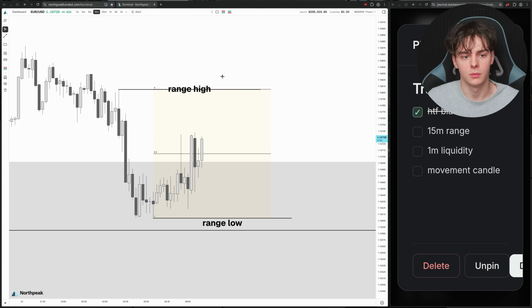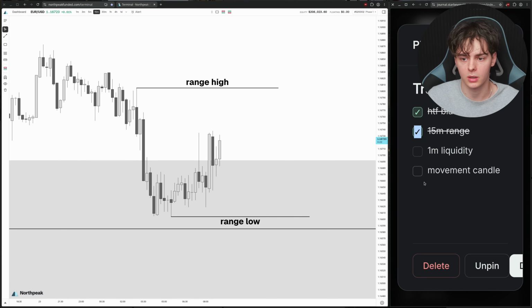So now the 50-minute range high has been identified, and also the 50-minute range low. Now we basically want to trade this to the downside. The 50-minute range has been identified. We're going to be check marking this as well.